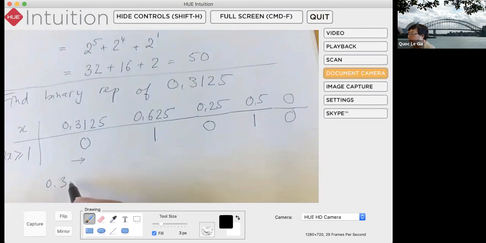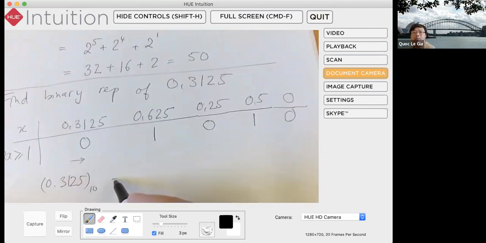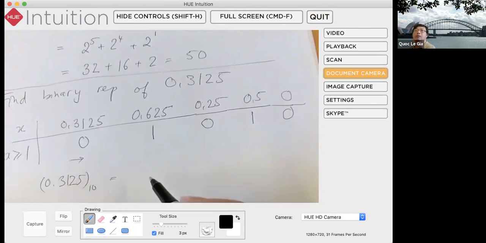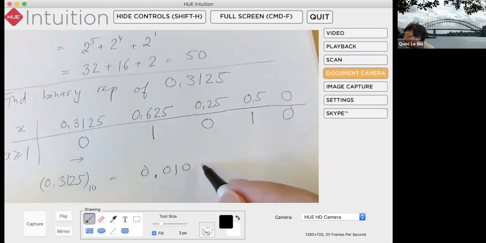So 0.3125 in base 10 will equal, so it will be 0.0101. So you see, this is after the dot, yeah. So 0 here, 1 here, 0, 1. Okay, so in base 2. So remember, this one is base 2.